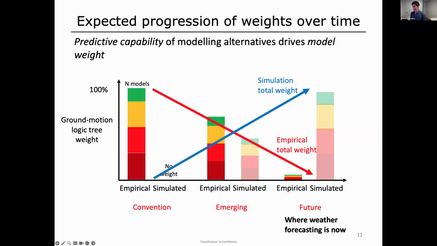So there's this relatively clear double arrow where the collective weight given to simulations is increasing with time, and the total weight given to the empirical models is reducing with time. Given that we're currently on the extreme left-hand side, it might be quite hard for some people, particularly practitioners, to fathom that we could imagine a situation where we're only using ground motion simulations and we've almost thrown out these empirical models completely. But again, just to emphasize, as noted in the bottom right-hand side, this is basically where we are now with weather forecasting. And at some point, we were on the left-hand side with weather forecasting as well, right? In the 1970s and 1980s, that discipline went through the transition that we're now going through.